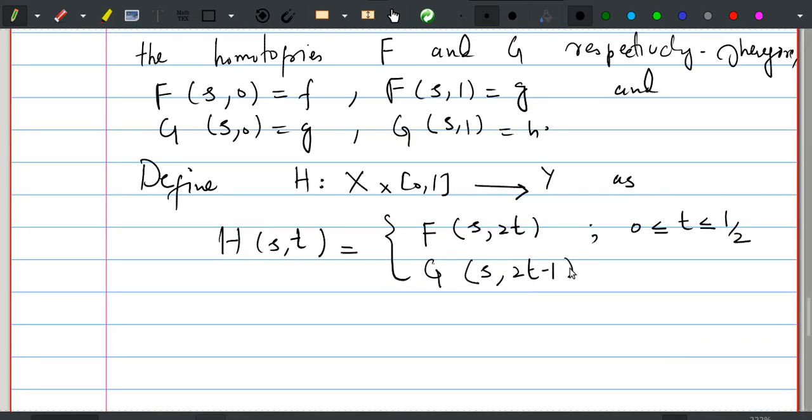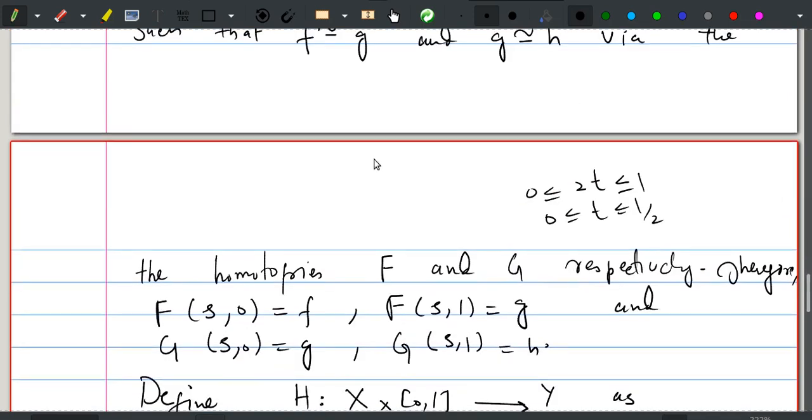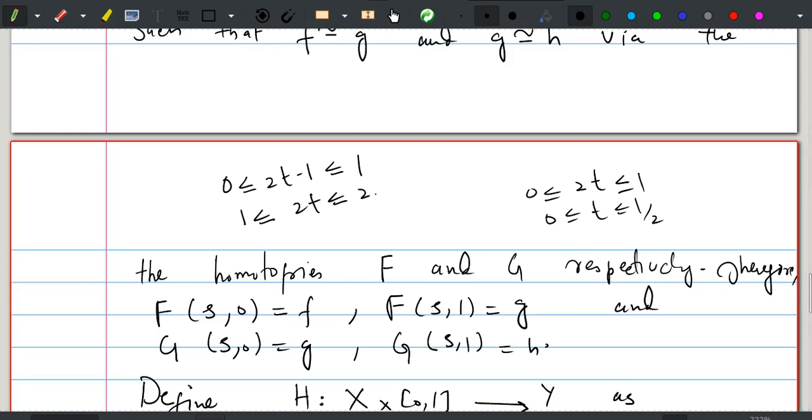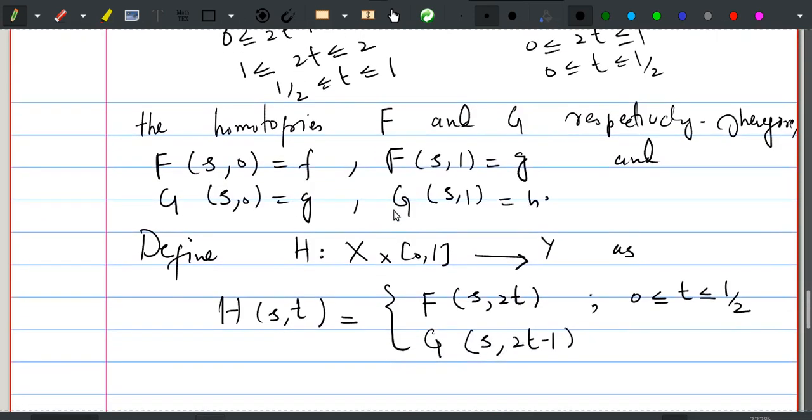Again this 2t minus 1 belongs to the interval [0,1], so 0 is less or equal to 2t minus 1 is less or equal to 1, or 1 is less or equal to 2t is less or equal to 2, or half is less or equal to t is less or equal to 1. So this t has to be in the interval from half to 1.